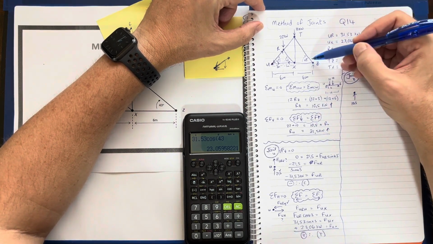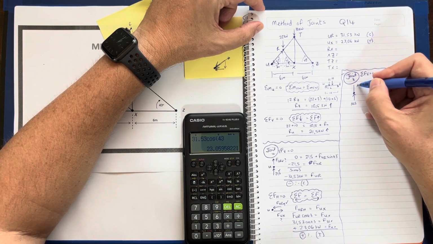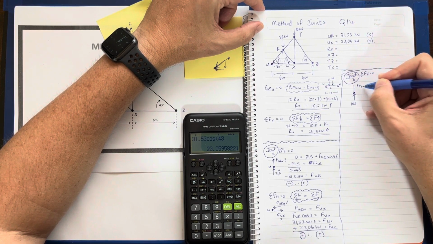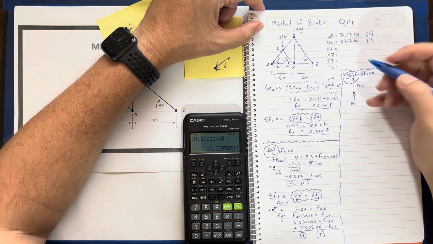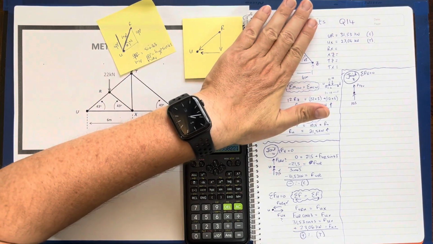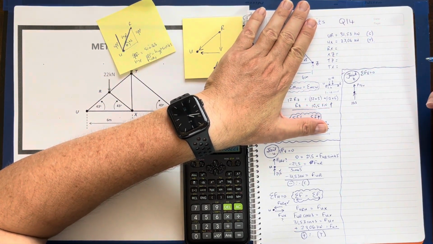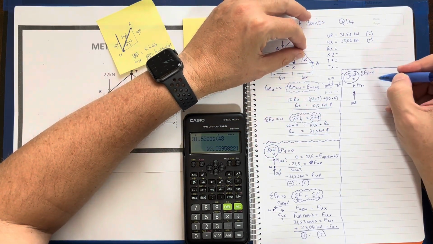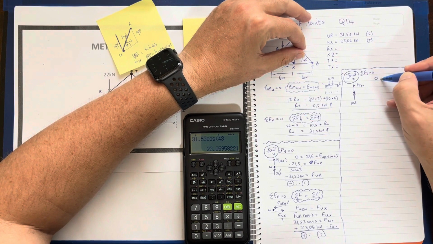I don't know what the vertical of TZ is. So I'm going to just draw a line there. I'm going to say force TZ vertical. I don't know what it is. I assume it's positive. I assume it's in tension. Therefore, it's going away from the joint. Remember, I blocked out everything else out there. And that's the only thing I need to work out now. So therefore, I have no downward forces. I only have upward forces.